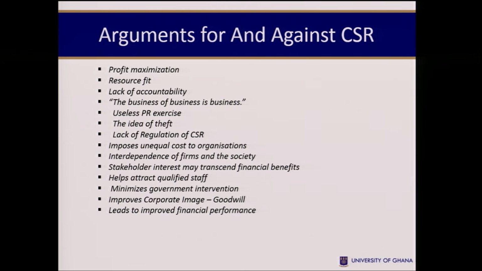Stakeholder interests may transcend financial benefits. Others also argue that firms should not just be looking at profit, but they should look at the well-being of society as a whole. And that can go a long way to help the business in the long run. For instance, a healthy society will have additional resources to patronize the products of the firm. A society that is not healthy can create problems for the business. Or in terms of its workforce, if you don't have a healthy society, then you cannot have a healthy workforce to deal with.